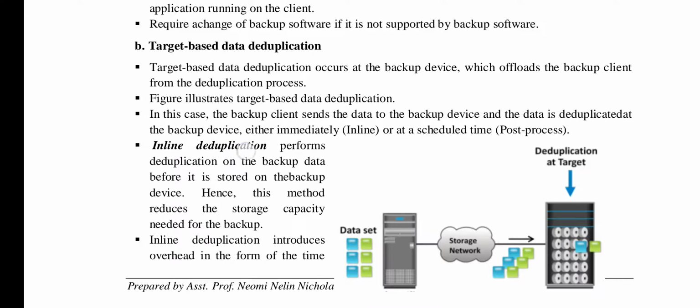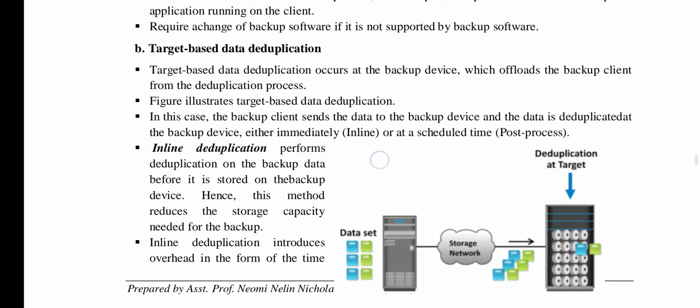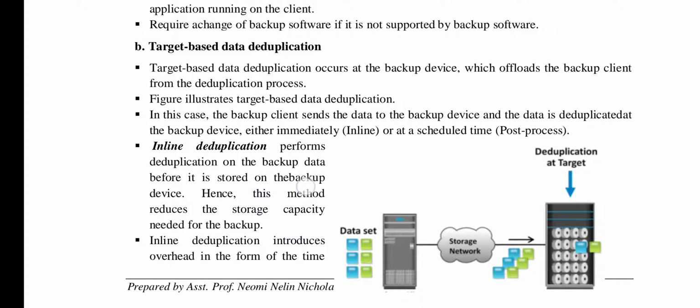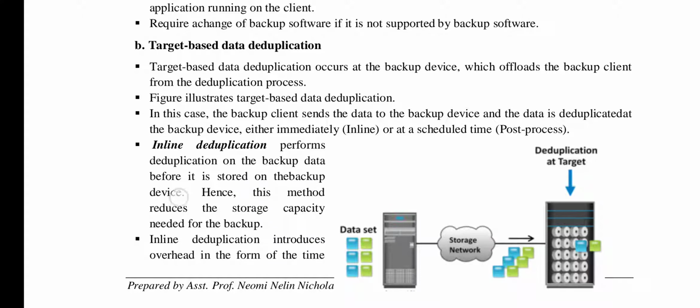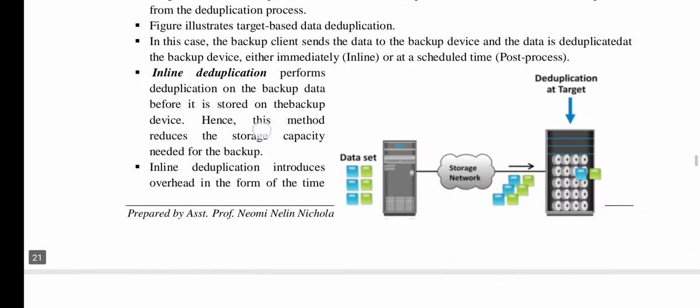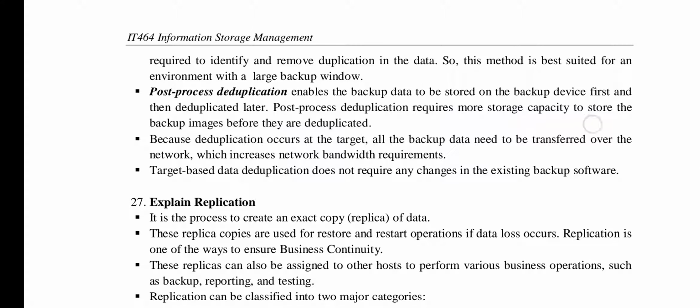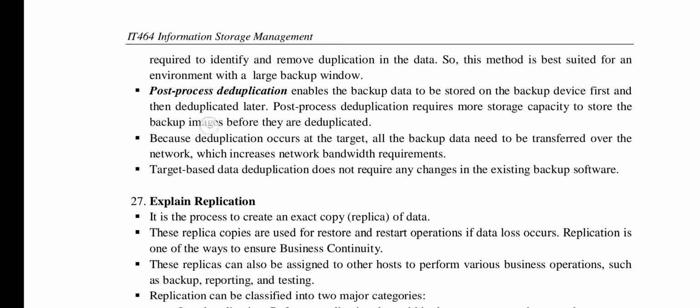Then you have two types here: deduplication at the backup device is done immediately, that is inline, or at a scheduled time, that is the post process method. So inline deduplication, what is it? It performs deduplication on the backup data before it is stored, that is immediately as it arrives. Then the post process deduplication method enables the backup data to be stored on the backup device first and then only it will be deduplicated. That is, it's a later process. First the storing is done, and the deduplication is scheduled later.